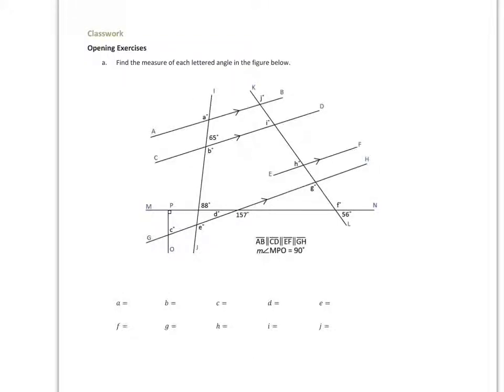Lesson 12, transformations to the next level. The first thing I want you to do is do this opening exercise with your group members, and it says find the measure of each lettered angle in the figure below. So go ahead and give it a go and see if you can figure it out. So pause this video.